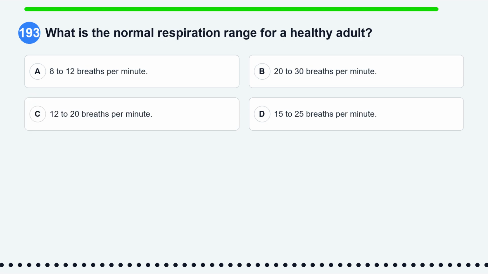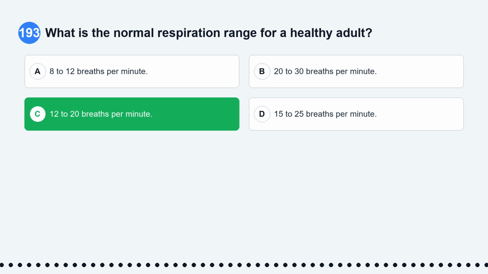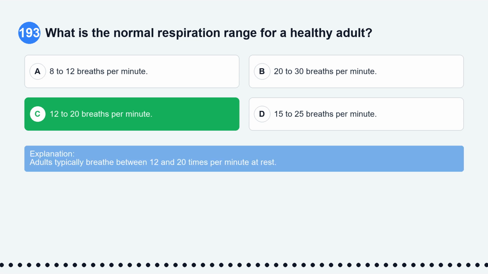Question 193. What is the normal respiration range for a healthy adult? Option A, 8 to 12 breaths per minute. Option B, 20 to 30 breaths per minute. Option C, 12 to 20 breaths per minute. Option D, 15 to 25 breaths per minute. The correct answer is option C, 12 to 20 breaths per minute. Adults typically breathe between 12 and 20 times per minute at rest.